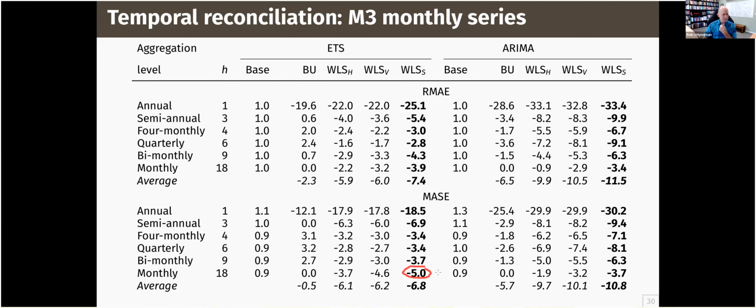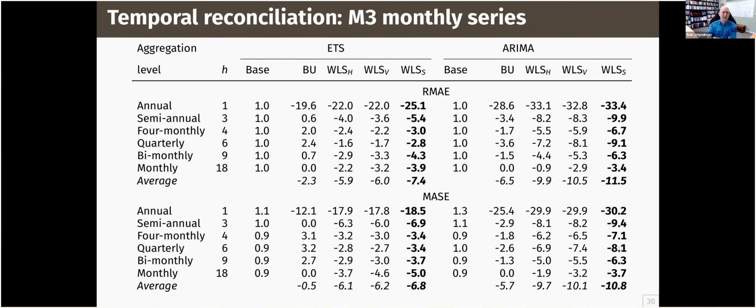This is really quite amazing. That's free. That's free benefit just by extra computation. I haven't collected any more data. In the ARIMA case, it's similar, 3 to 4% in root mean squared error or root mean absolute error, 3 to 4% in mean absolute scaled error.